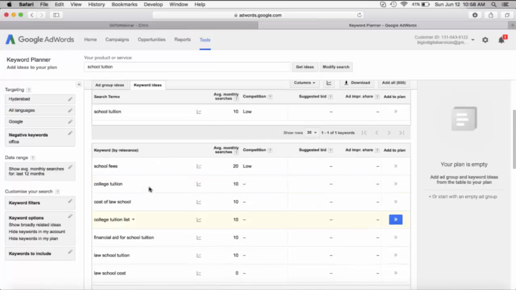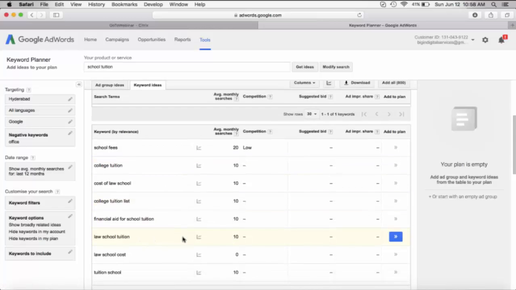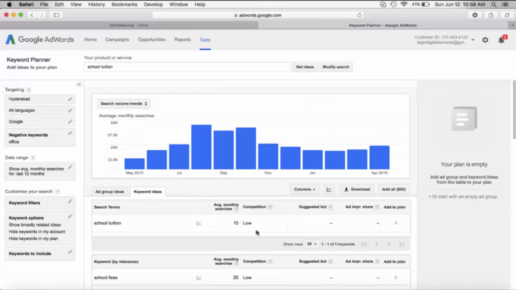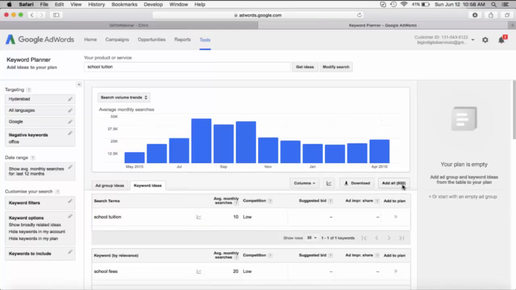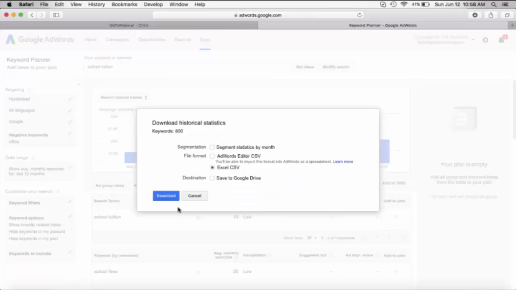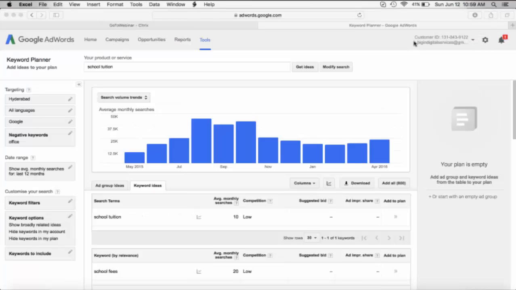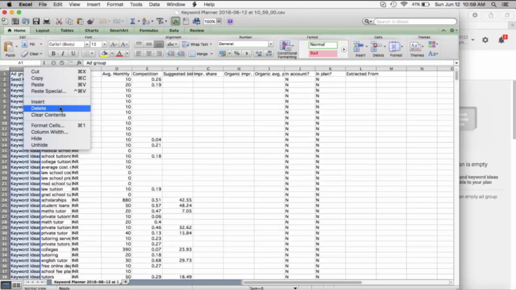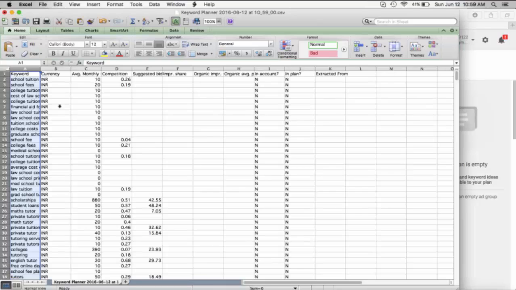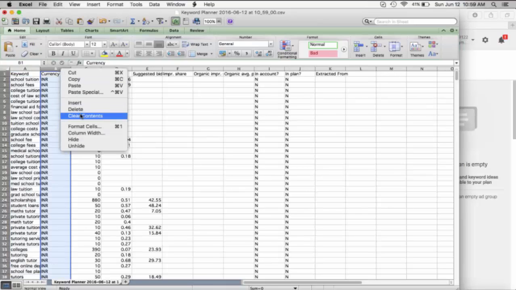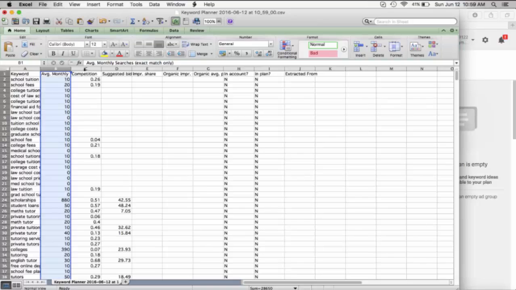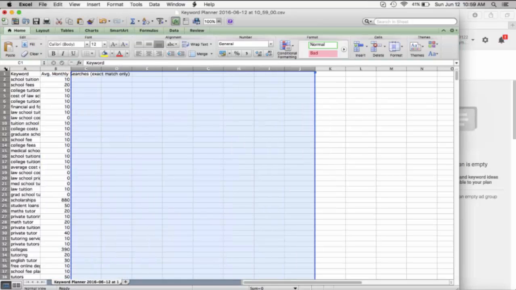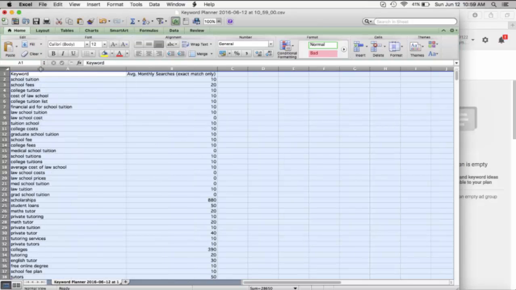So I have some keywords here. Let me download this list. There are about 800 keywords here. I'm downloading this list. So here is the file. Now I'm removing add group. I'll ensure that only keywords and average monthly searches, these two columns, are retained. The rest of the fields would be weeded out.